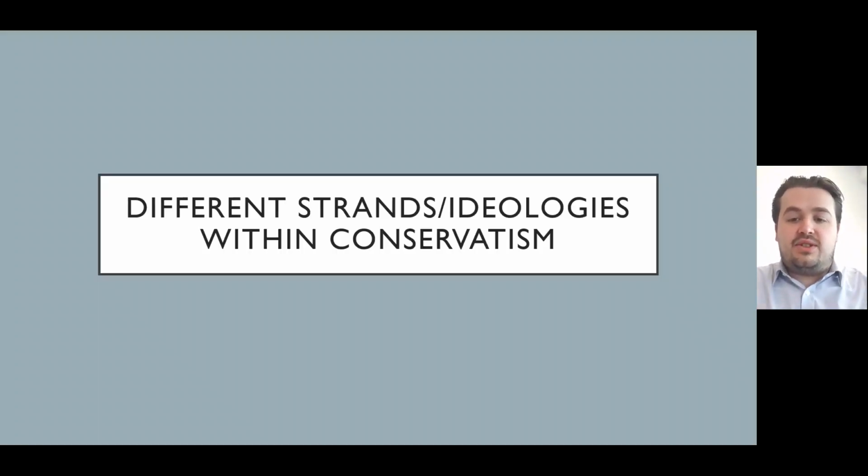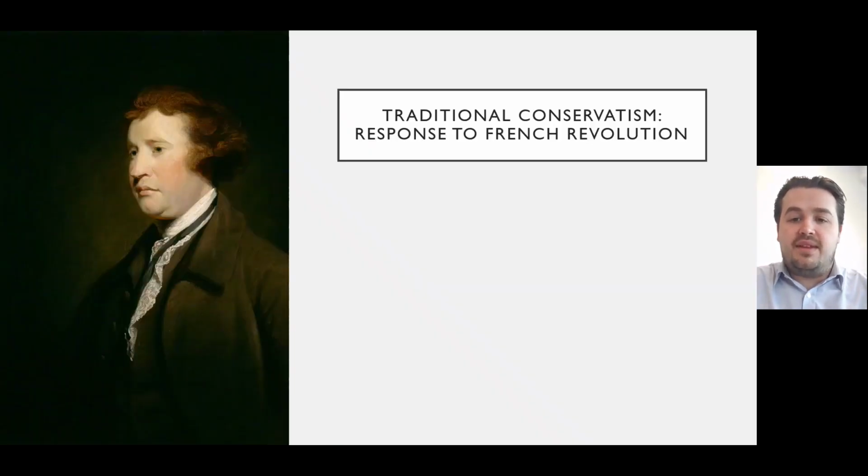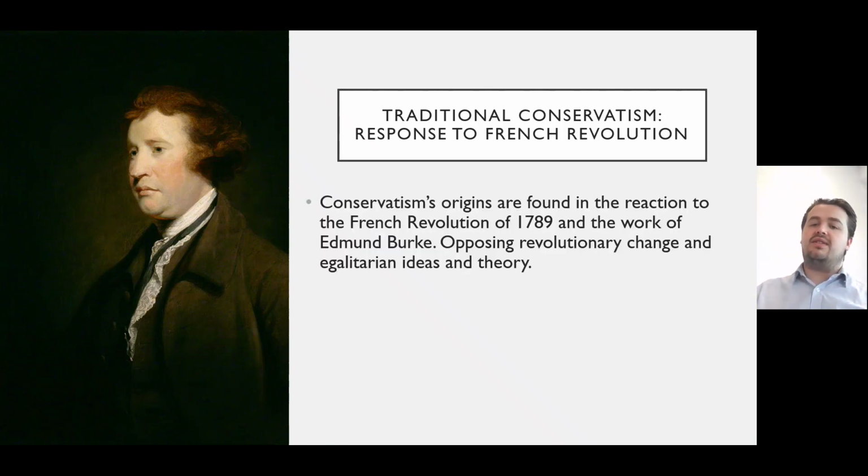Just to summarize then the different strands and ideologies that exist within conservatism, we'll just go through one at a time. So your traditional conservatism, a response to the French Revolution. Conservatism's origins are found in the reaction to the French Revolution of 1789 and the work of Edmund Burke. These thinkers, especially Burke, opposed revolutionary change and egalitarian ideas and theories.